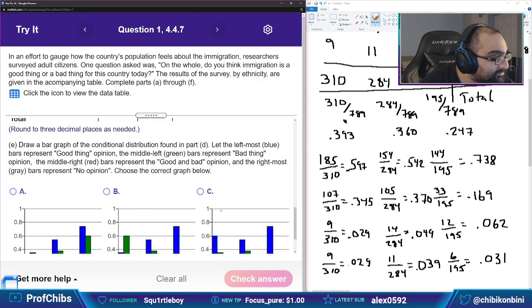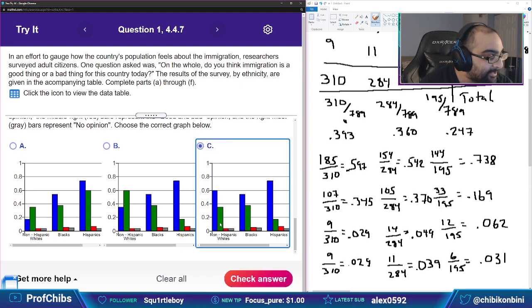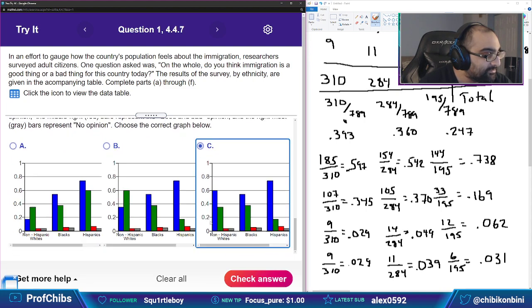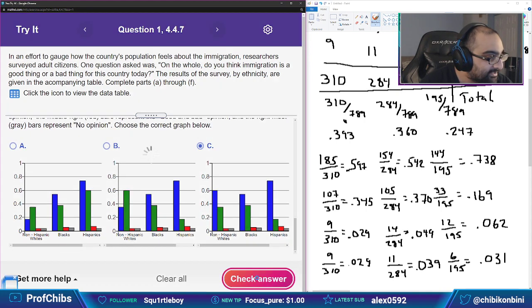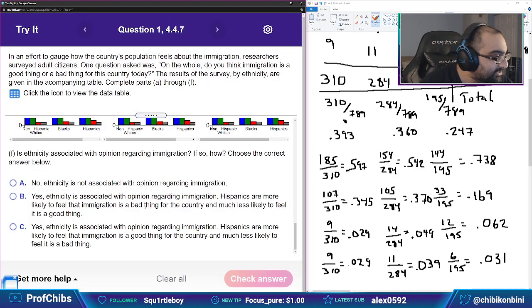Oh, well, it has to be letter C. Letter C, because this second bar doesn't make any sense. This bar should not be higher than that. This is lower. Okay, good. Let's see what's next.